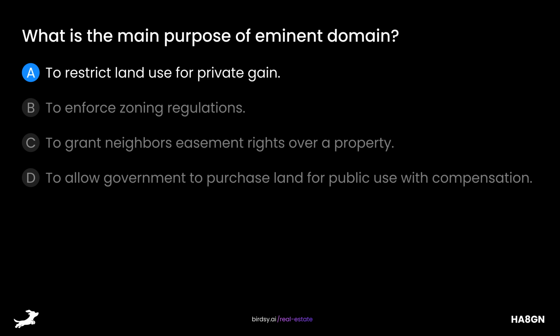Is it A, to restrict land use for private gain? B, to enforce zoning regulations? C, to grant neighbors easement rights over a property? Or D, to allow government to purchase land for public use with compensation? The answer is D, to allow government to purchase land for public use with compensation.